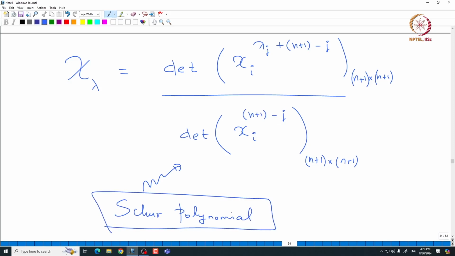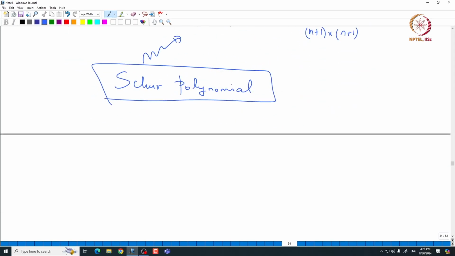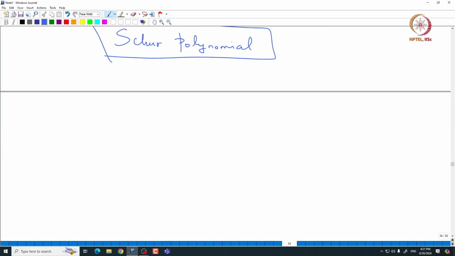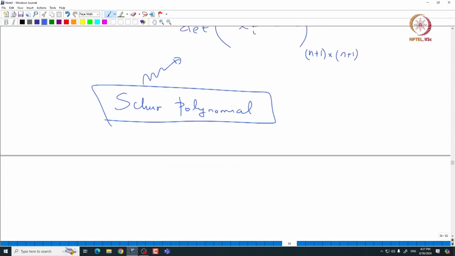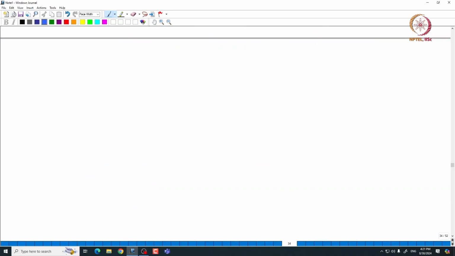The important thing about this Schur polynomial is that it is a symmetric polynomial, and one can prove that these symmetric polynomials form a basis for the set of symmetric polynomials in the variables x1 etc. xn plus 1. Okay. So, this n plus 1 is actually confusing a lot. So, one can actually just take SLN and then work with only n variables.